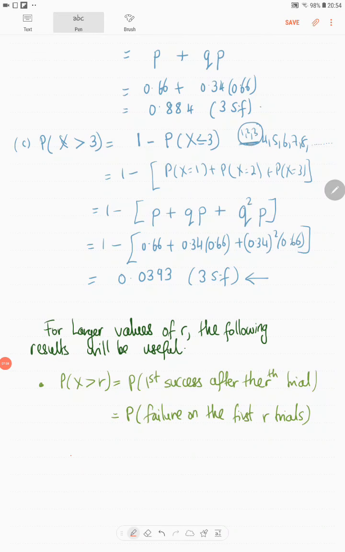Now, for larger values of r, the following results will be useful. Suppose we have to calculate the probability that X is greater than r. This means that the first success occurs after the rth trial. If we have X greater than 4, this means that the first success will occur after the 4th trial. So this means that we obtain only failures before that. So this means that we have failure on the first r trials.